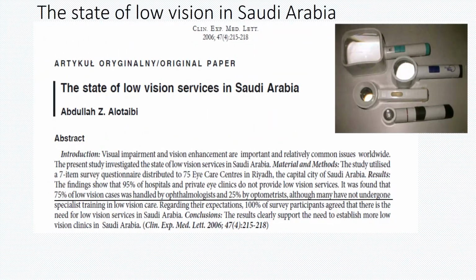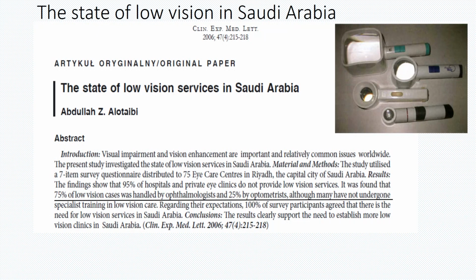Now, we'll quickly look at the state of low vision in Saudi Arabia. This publication was done in 2006 by Al-Otaibi, and I will read out the underlined portion. The study found that 75% of low vision cases were handled by ophthalmologists and 25% by optometrists, although many have not undergone specialist training in low vision.